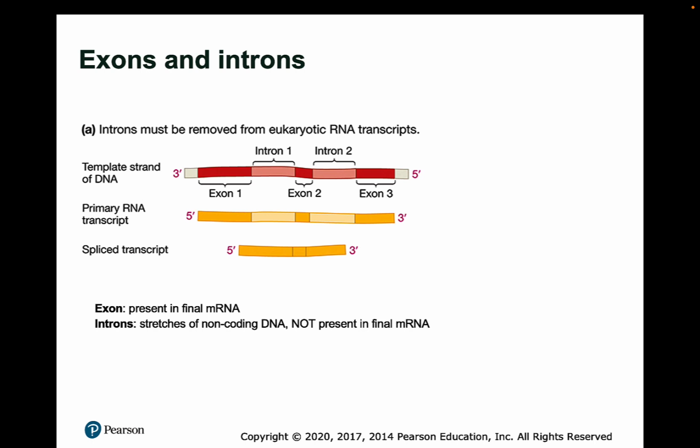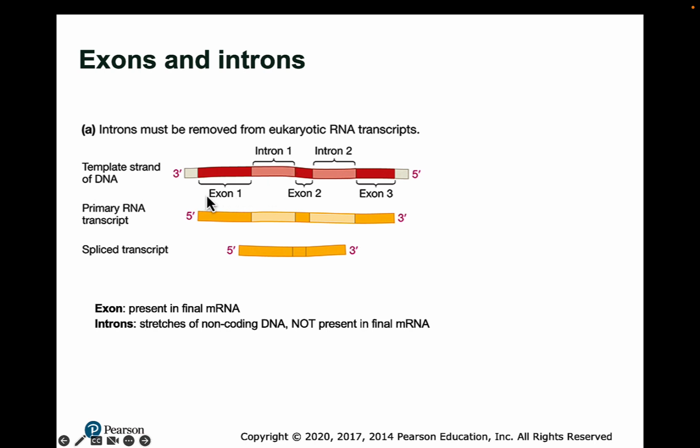So it turns out that many genes have these regions of DNA called introns, and these introns must be removed from eukaryotic RNA transcripts. An intron is a stretch of non-coding DNA not present in the final mRNA, okay? A way to remember introns is "in the trash." So we're going to throw these away.